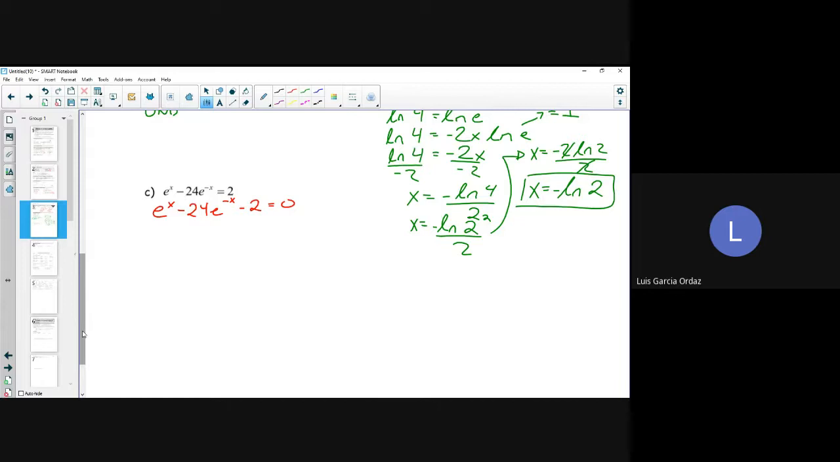Because I don't like that e to the negative x, what I'm going to do next is multiply both sides by e to the x. I'm multiplying both sides by e to the x because I want to get rid of that negative exponent. So once I do that, I get e to the 2x minus 24 minus 2 times e to the x is equal to 0. Or if I rearrange it, I get e to the 2x minus 2 times e to the x minus 24 is equal to 0.